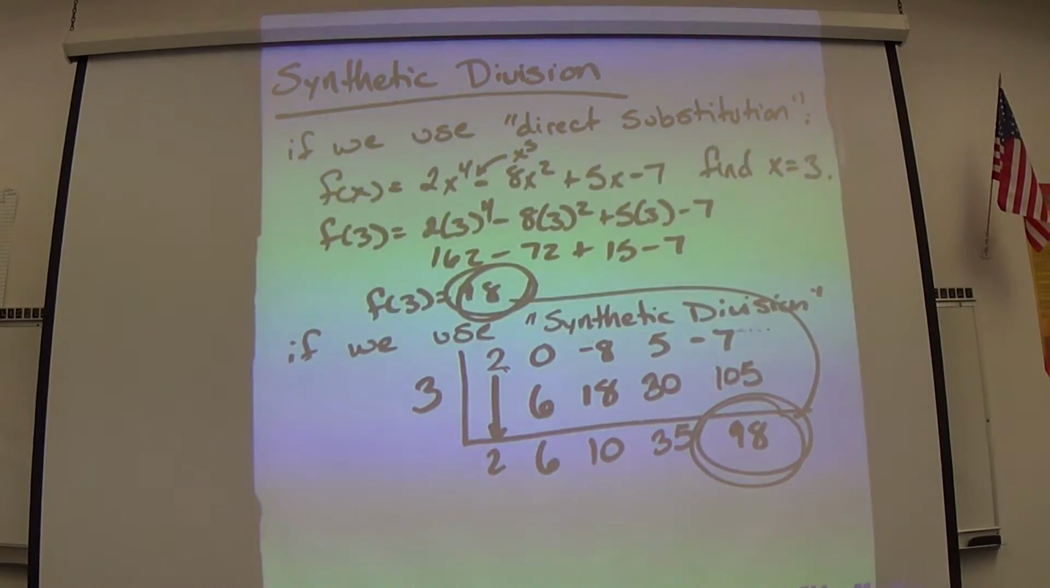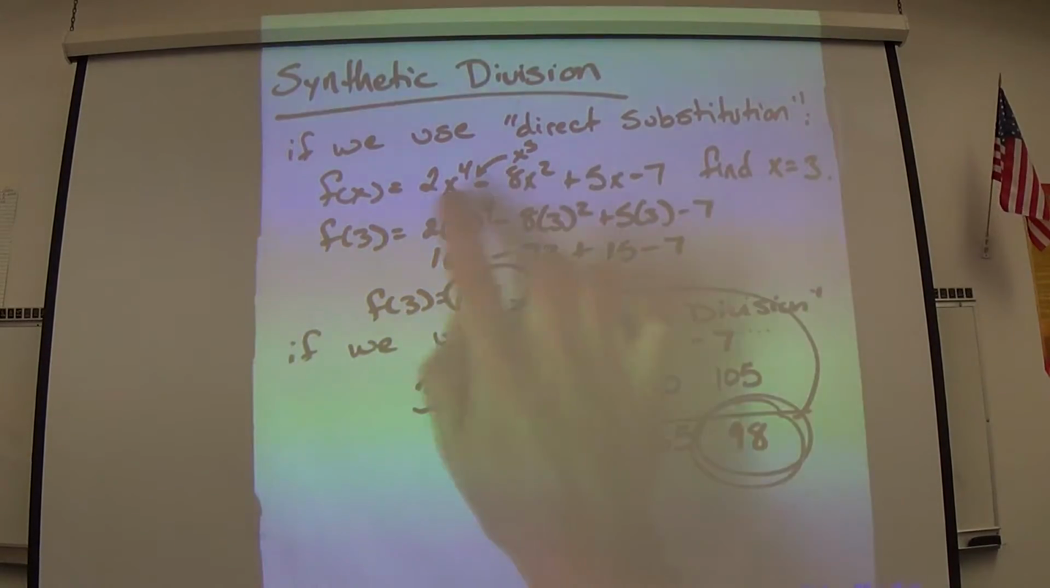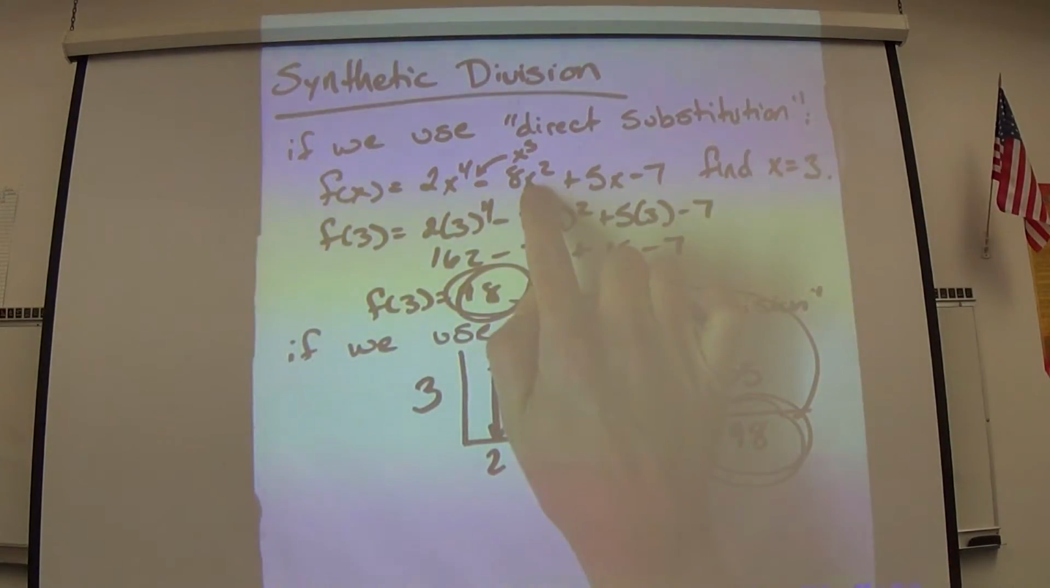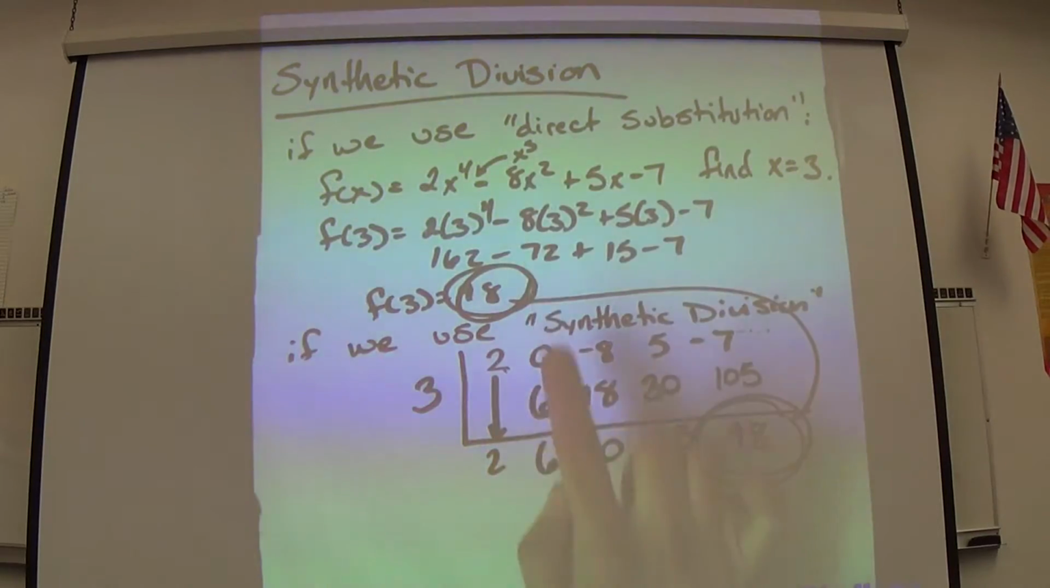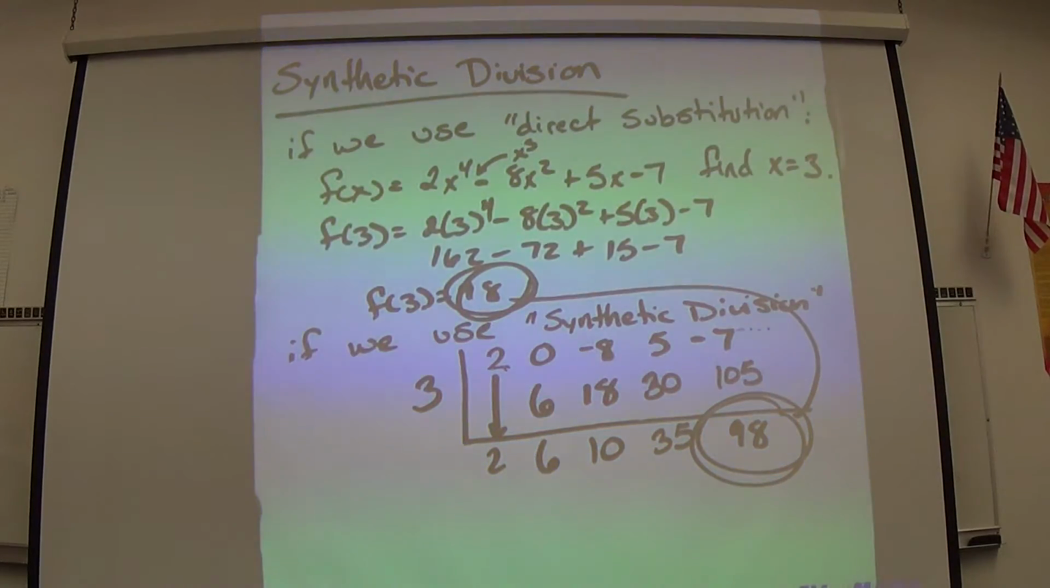Yes? I skipped x to the 3rd. So I went x to the 4th, and then you went x squared. Oh. Because I skipped x to the 3rd, I needed a 0 place filler for that value. Okay? Any other questions with that?